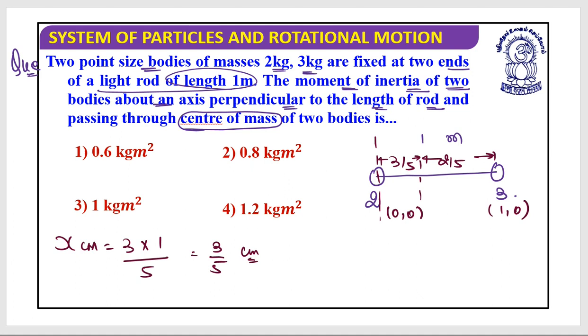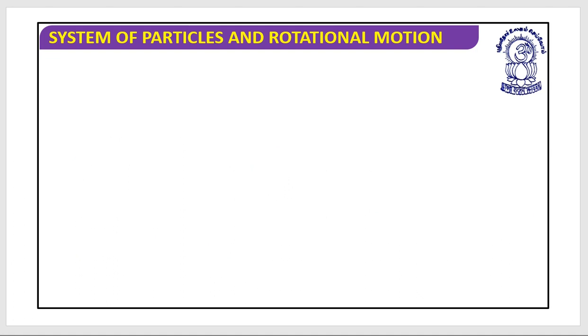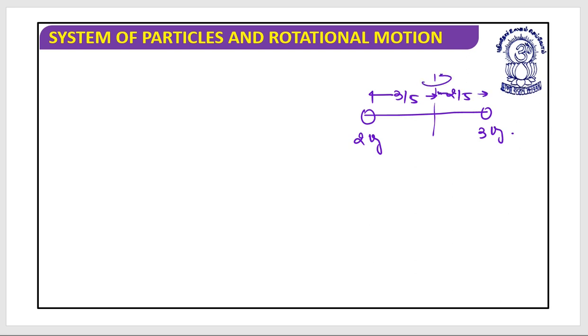Now what I need to do is rotate this. This is the situation. This is 2 kg. This is 3 kg. This is 3 by 5. This is 2 by 5. And I need to rotate it from here, let's suppose something like this.